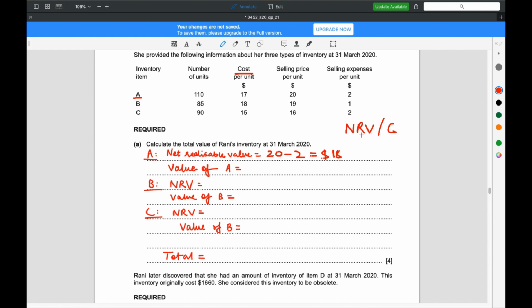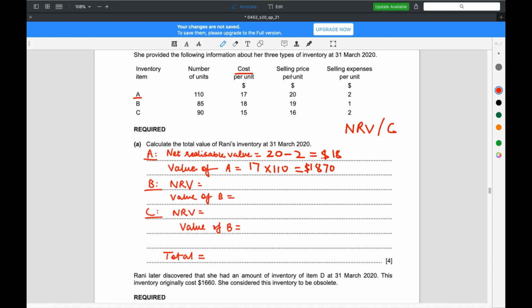That is your NRV, right? So if you look here, the NRV is $18, and the cost is 17. So the lower of cost and NRV is the cost in this case, which is $17. So we're going to value the inventory at cost because it's the lower of the cost and NRV. To value the inventory, we're just going to multiply the cost by the number of units, which is 17 into 110, which is going to give you $1870. All right, and we're just going to do this with the other 2 inventories as well.